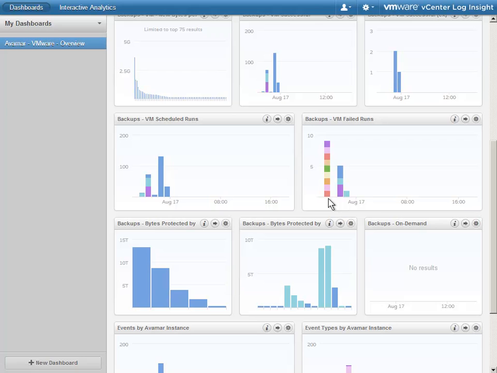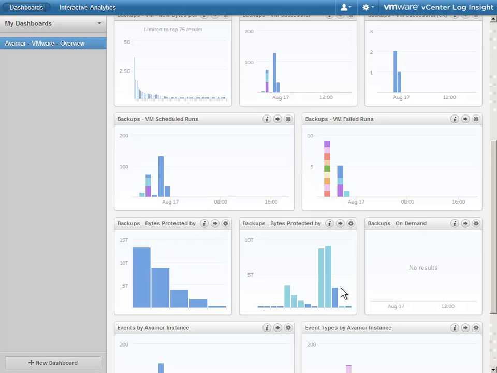We can also see here on the left the scheduled runs. So what is my backup window where I have things scheduled? You can see those runs that actually occurred there on a normal backup. And then also the failed runs. So if I need to look into any of the backups that failed, I can do that very easily by looking at this widget.